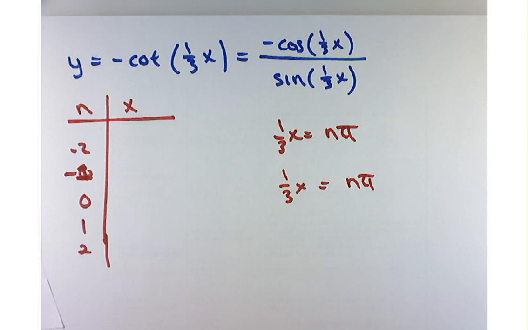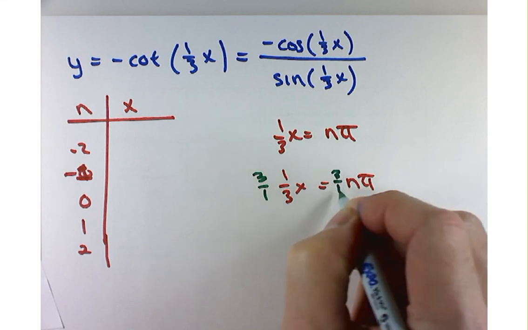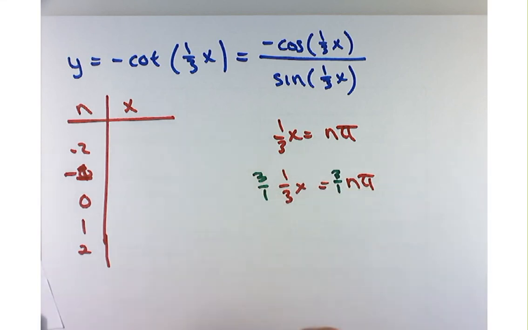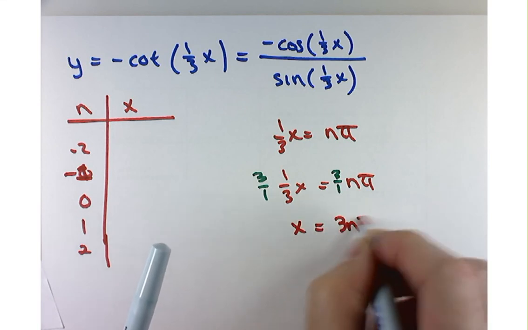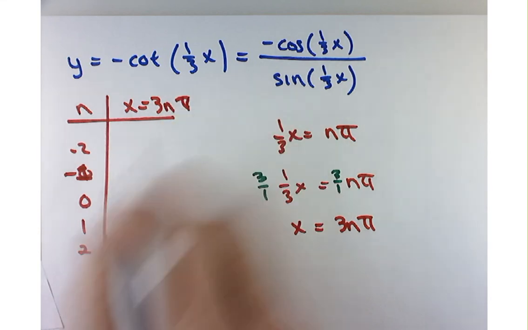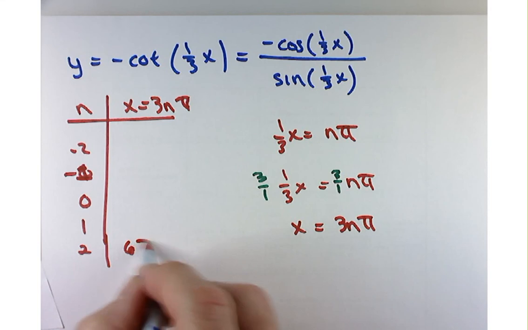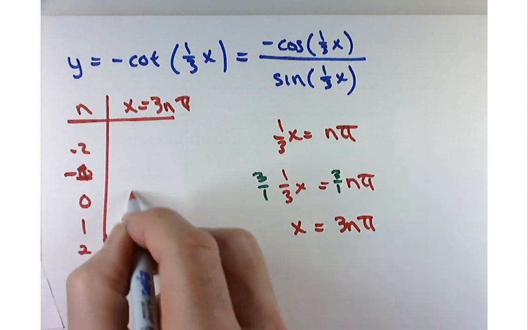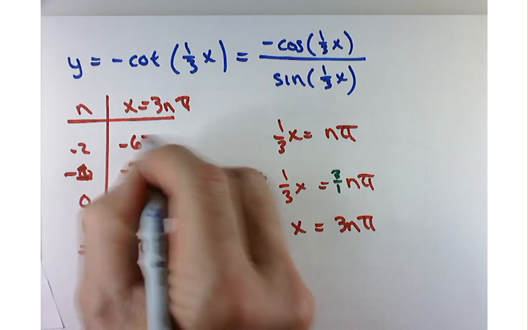Yeah, multiply both sides by the reciprocal, 3 over 1. So 3 over 1, 3 over 1. That cancels. It leaves me with x equals 3n pi. So 3n pi here. For various values of n, you're going to get 6 pi, 3 pi, 0, negative 3 pi, and negative 6 pi.